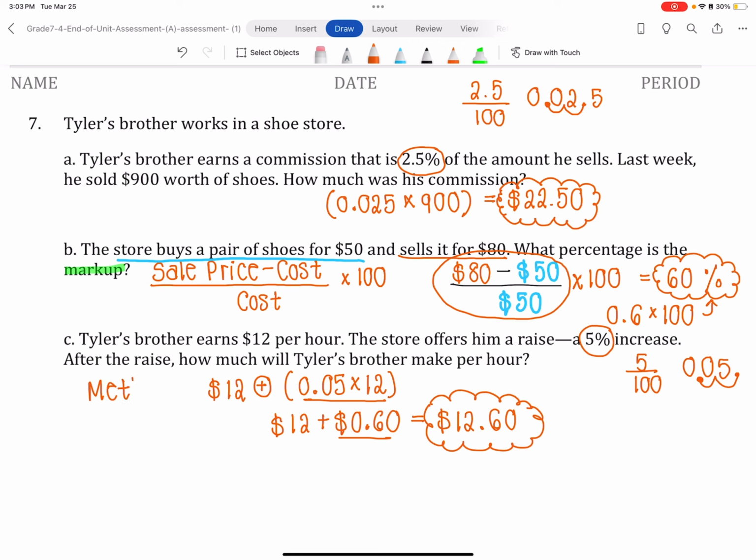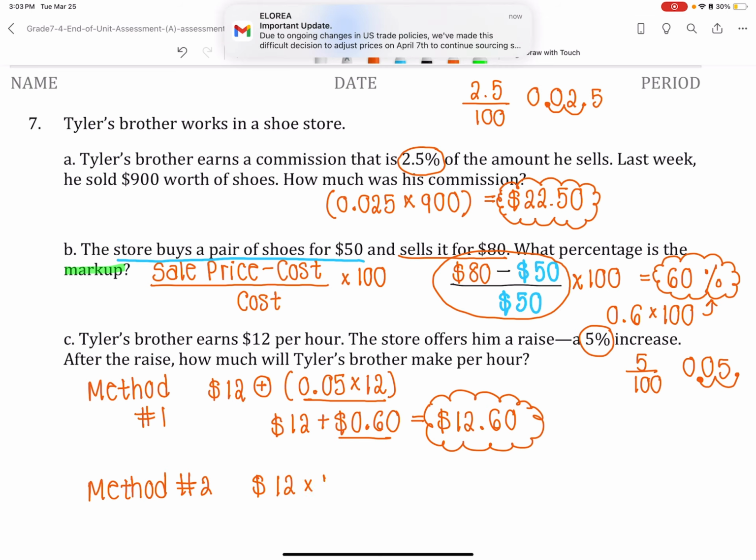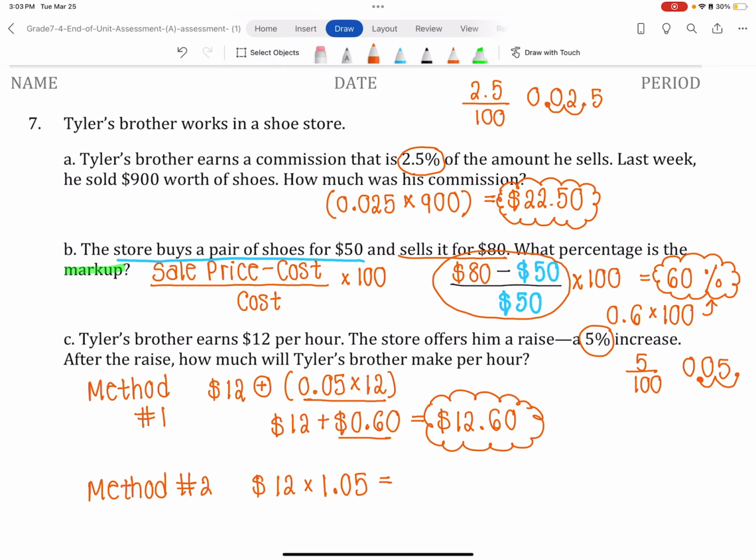This is method number 1. Method number 2, it's simply going to be taking that $12 and multiplying it by 1.05. And again, we talked about how that 1 in front of the 0.05 stands for that 1 whole. So it's already 100% of the total amount, which represents $12. So instead of adding 5% of $12 to $12, we're representing that $12 with that 1 in front of the 1.05. So we end up getting the same answer of $12.60.